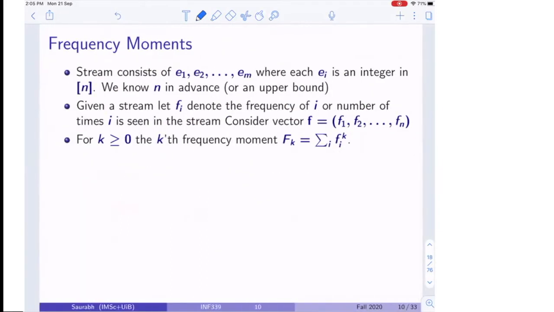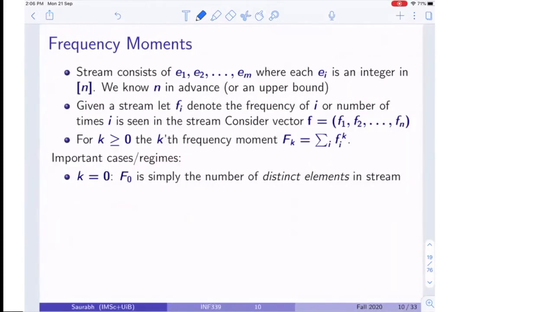So why is it interesting? This seems like some sort of generic number or generic object, but why are they interesting? There are some very important cases or regimes that it captures. For example, what is k equal to 0? Any number a to the power 0 is 1, and 0 to the power 0 is 0. So now what will it compute? Given a vector, what is f0? If fi is non-zero, it will become 1. If it is 0, it will become 0. So basically, f0 is simply the number of distinct elements in the stream.